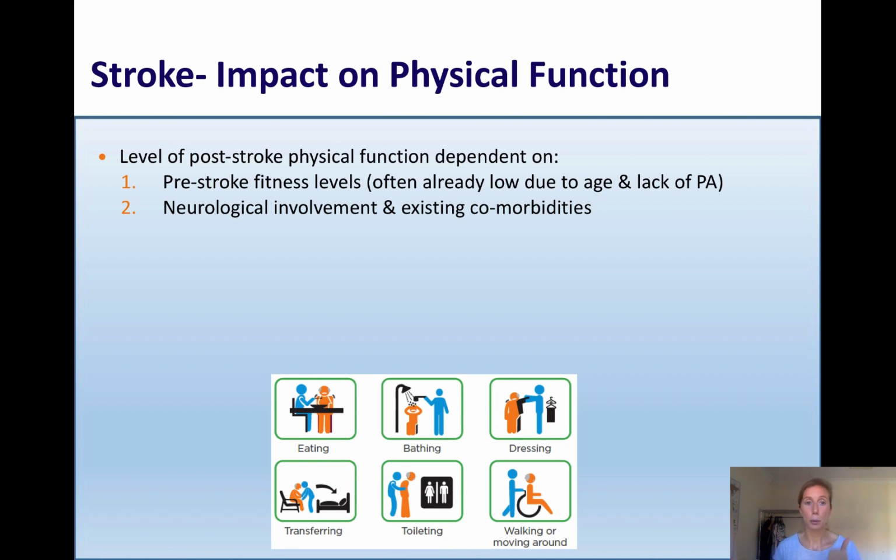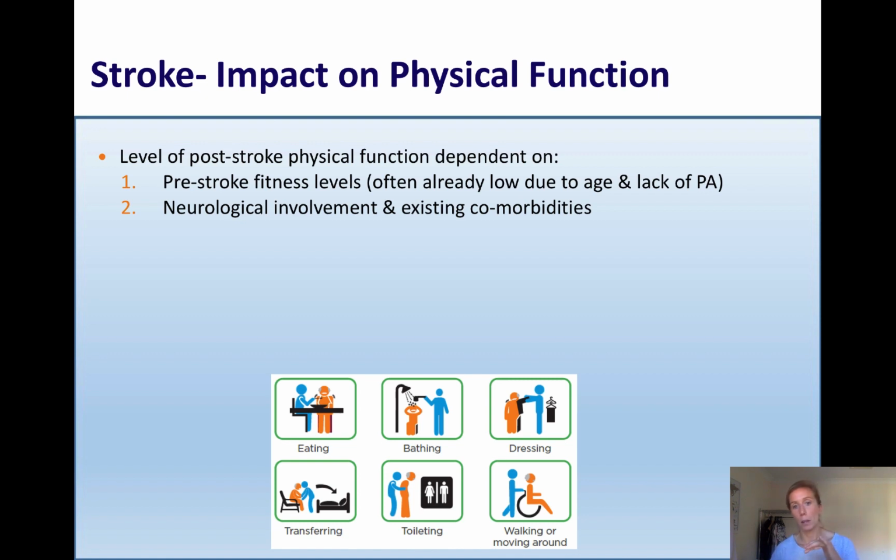Number one being your pre-stroke fitness level. Again, that's relevant to a lot of different conditions, particularly if you think about surgery. Going into a surgery strong and fit, you're going to have far less of a decline and far fewer physical issues when you come out of that surgery. Similar scenario with a stroke, okay? So if an individual is fairly conditioned, fit, and strong before a stroke, we're going to have less of a drop post-stroke.